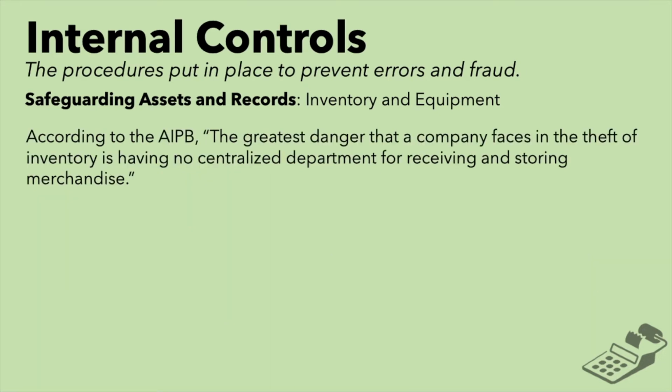Now, according to the AIPB, the American Institute of Professional Bookkeepers, the greatest danger that a company faces in the theft of inventory is having no centralized department for receiving and storing merchandise. So if we don't have a process for stuff to be stored and protected, received when it comes in, if we don't have specific procedures in place on how all of that is handled, then we run a pretty significant risk of stuff walking off on its own without our permission.